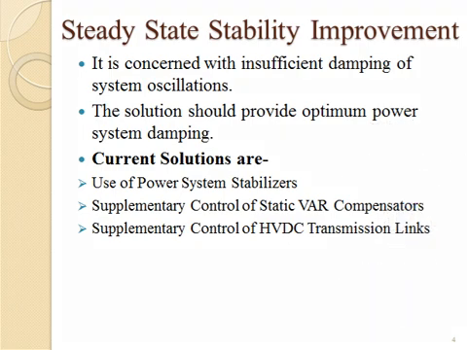Now let us see what are the different stability improvement techniques for steady state stability. We have already discussed our major focus is on dP by d delta. So it is concerned with insufficient damping of system oscillations. There are some system oscillations present in the system, and you have to damp those. This damping is somewhat similar to the damper windings present in synchronous machines also. Ultimately the solution for stability improvement should provide optimum power system damping.